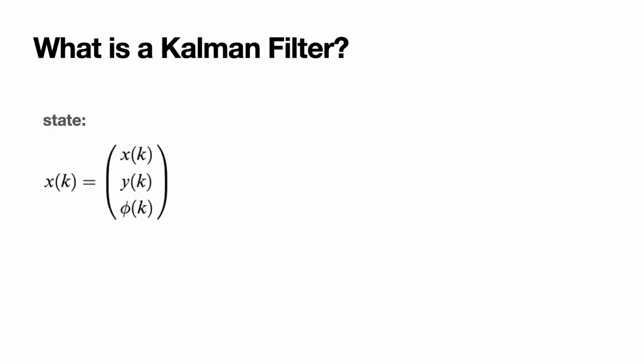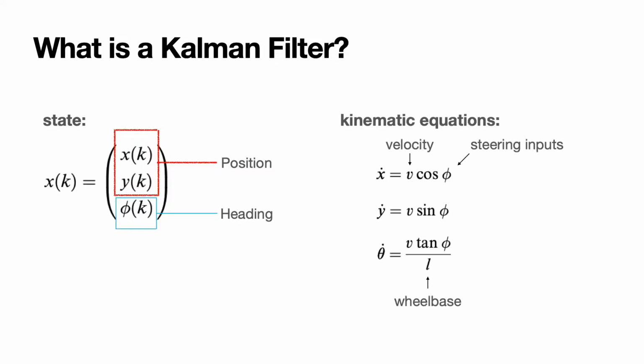We start by defining our three-dimensional state vector, x of k, which holds the two-dimensional position, x and y, and the heading, in our case, yaw angle phi. Next, we define our kinematic equations, which are used to predict the state using velocity, here indicated by v, and also steering inputs indicated by phi. The variable L represents the distance between forward and rear axes.